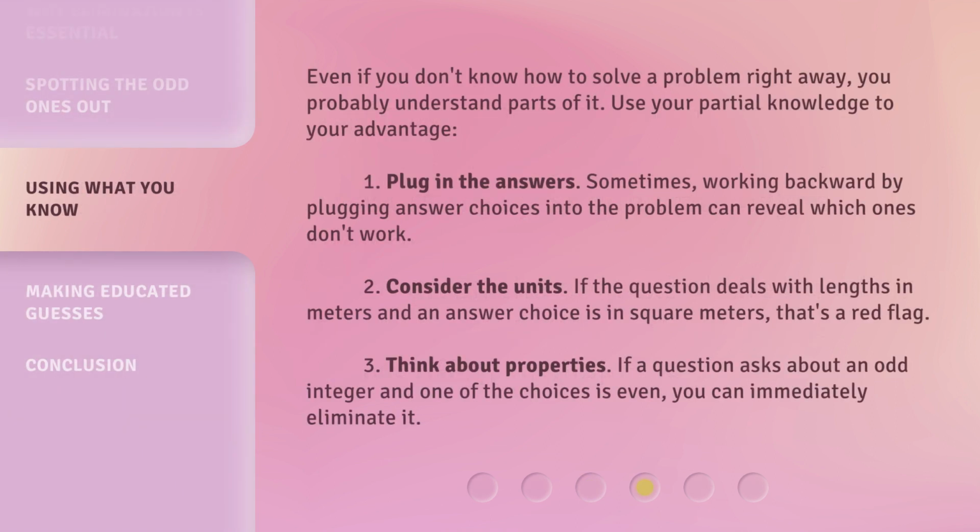Even if you don't know how to solve a problem right away, you probably understand parts of it. Use your partial knowledge to your advantage. 1. Plug in the answers. Sometimes, working backward by plugging answer choices into the problem can reveal which ones don't work. 2. Consider the units. If the question deals with lengths in meters and an answer choice is in square meters, that's a red flag. 3. Think about properties. If a question asks about an odd integer and one of the choices is even, you can immediately eliminate it.